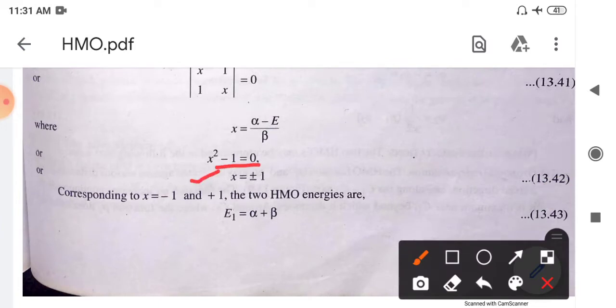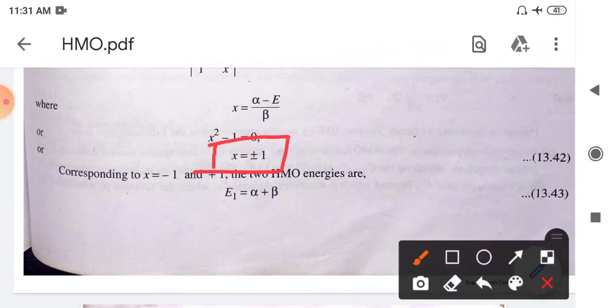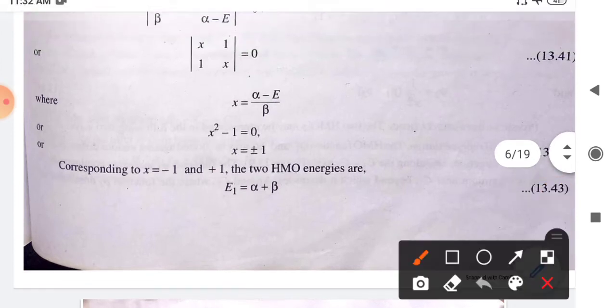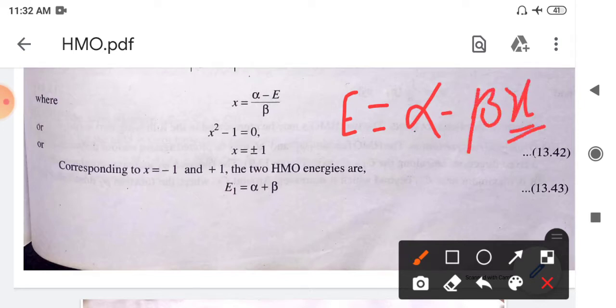So what are the roots of this equation? The roots are x equals plus or minus 1. There are two roots because this is a second order equation, and we have got the two roots as plus 1 and minus 1. Now, the value x equals minus 1 corresponds to the bonding molecular orbital, and plus 1 corresponds to the anti-bonding molecular orbital. So we need to find out the energies. The energy equation was alpha minus beta x, so you simply substitute the value of x.